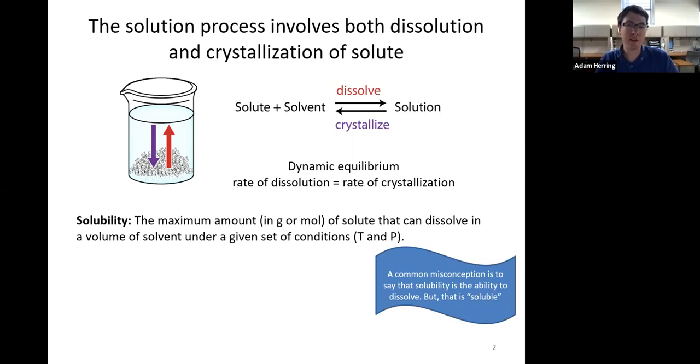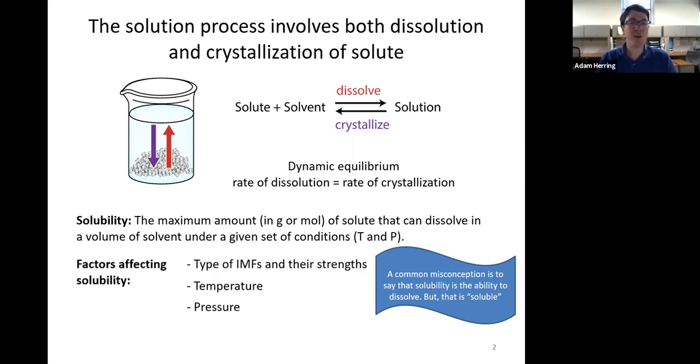A common misconception is to refer to solubility as the ability to dissolve, but we know that that's referring to something being soluble. So there are three main factors that affect solubility: the type of intermolecular forces and the strengths of those intermolecular forces and how those align with the IMFs of the solvent, the temperature, and the pressure for gases.